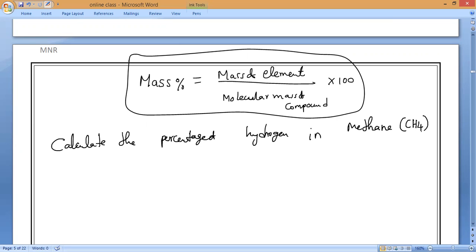CH4. Okay, that is what you have to remember. So now, first of all, you have to know how many hydrogen atoms are there. Find it, everyone. How many hydrogen atoms are there? All of you. 4 hydrogen atoms are there.